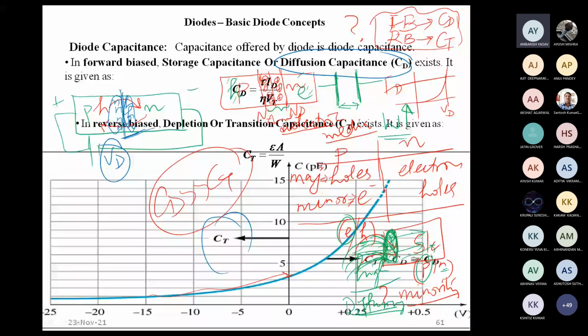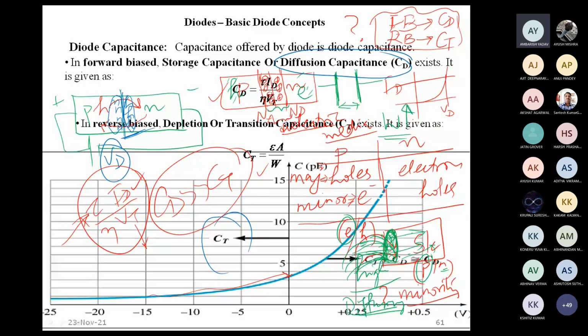The equation to compute the transition capacitance is epsilon A upon W, whereas the equation to compute the diffusion capacitance is given by tau Id upon eta VT. So tau is the half lifetime period of the carriers, Id is the current, and VT is the kT by q thermal equivalent voltage, and eta we know is one for germanium and two for silicon.